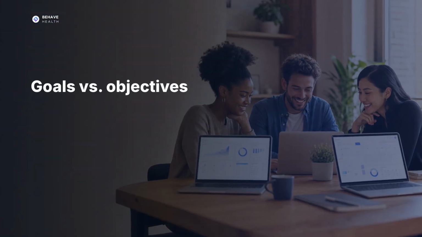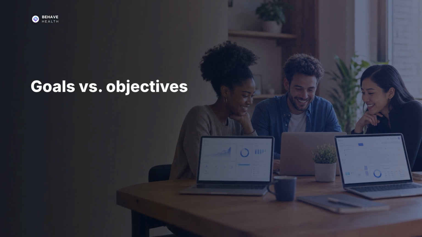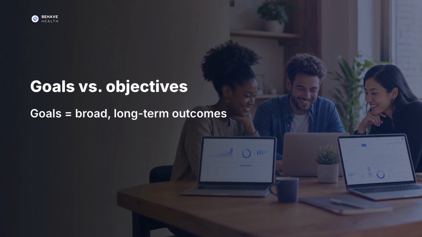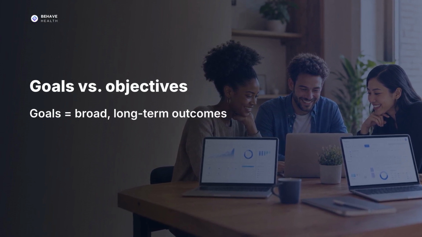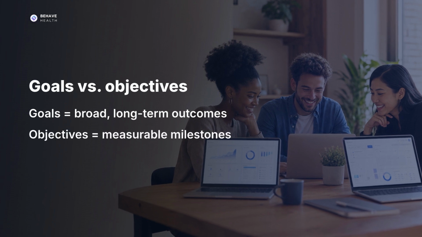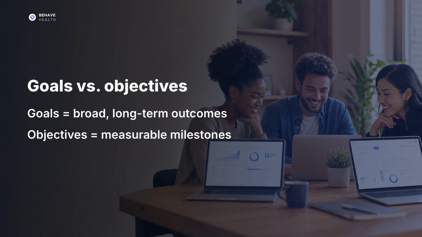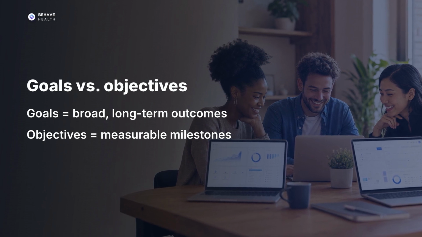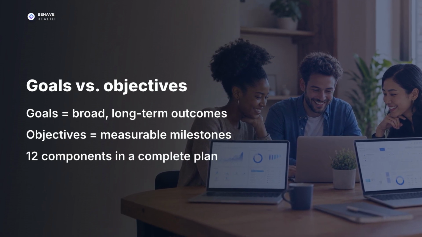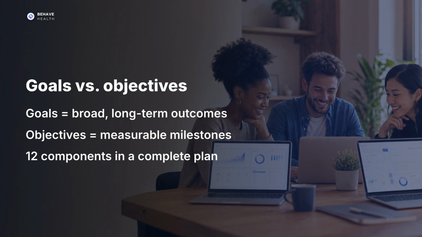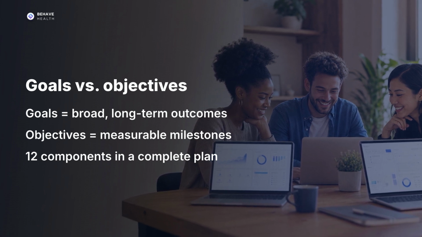First, the distinction that trips up most teams. Goals are the broad, long-term outcomes a patient is working toward, usually 2 to 4 per plan. Objectives are the specific, measurable, time-bound milestones under each goal, typically 2 to 3 apiece. Together they sit inside a complete plan, 12 required components, from diagnosis through discharge criteria.